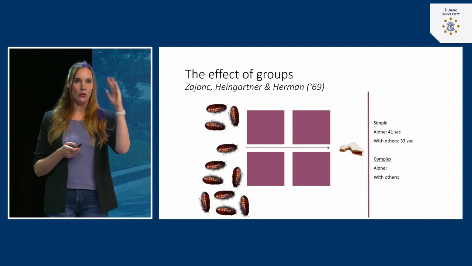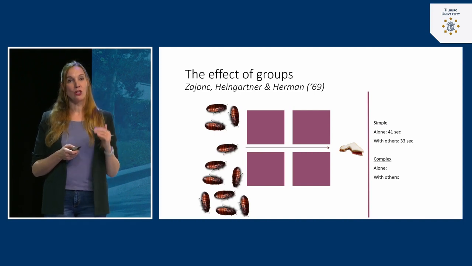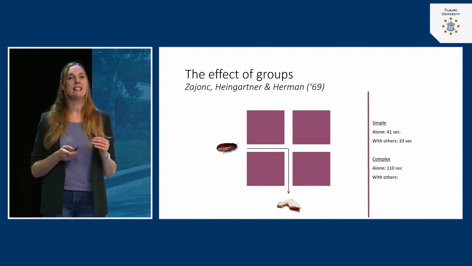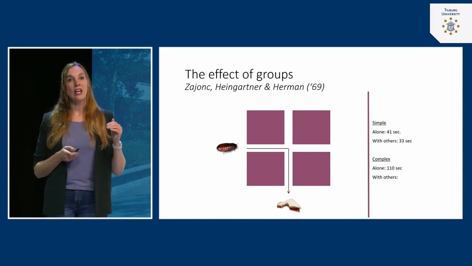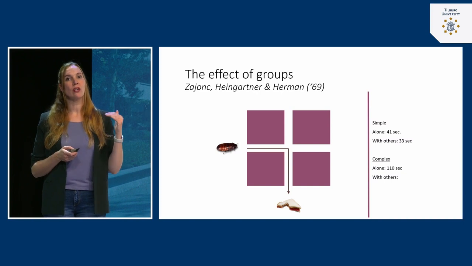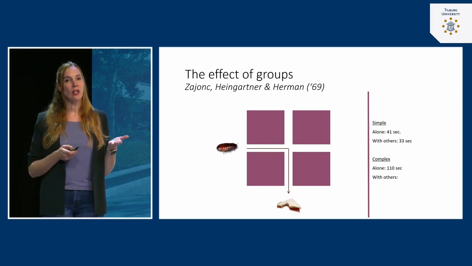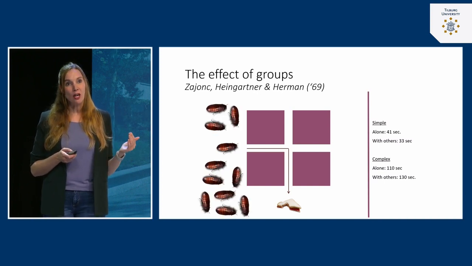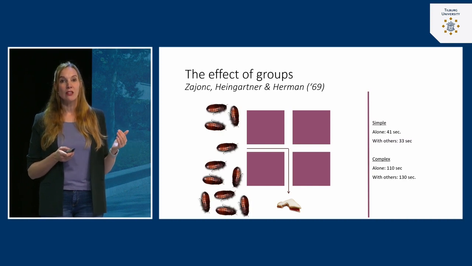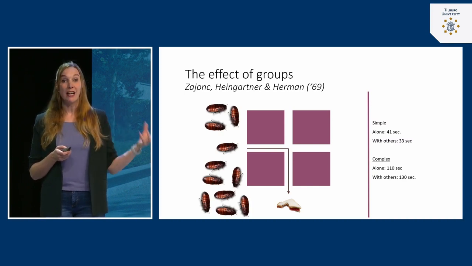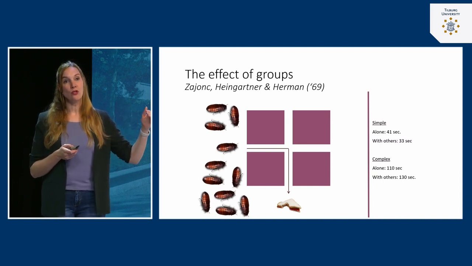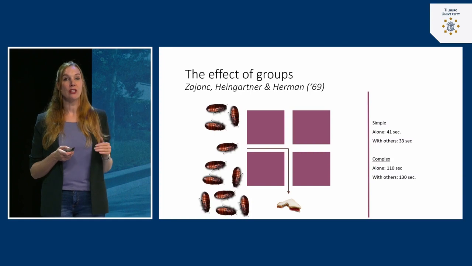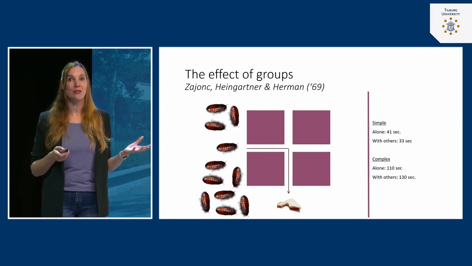But now let's look at the other conditions, the complex conditions. So here you see the maze is a bit trickier. It's not tricky for human beings, but it is tricky for a cockroach. If a cockroach alone has to reach the food item, it will take him 110 seconds. But if other cockroaches are present, then all of a sudden the performance impairs, gets worse. So he's actually slower with other cockroaches present in reaching the food item in a complex maze.